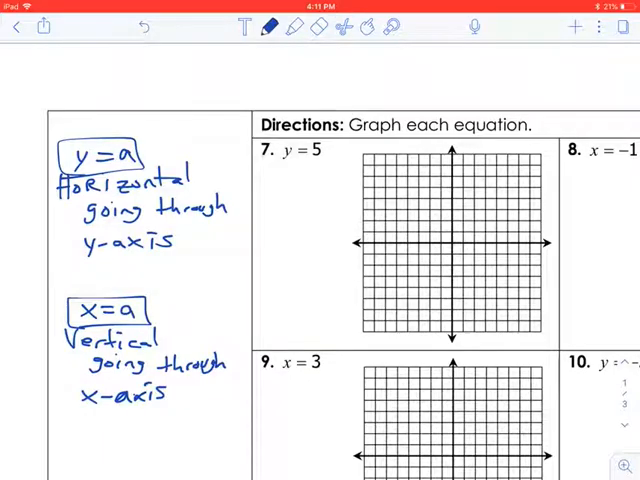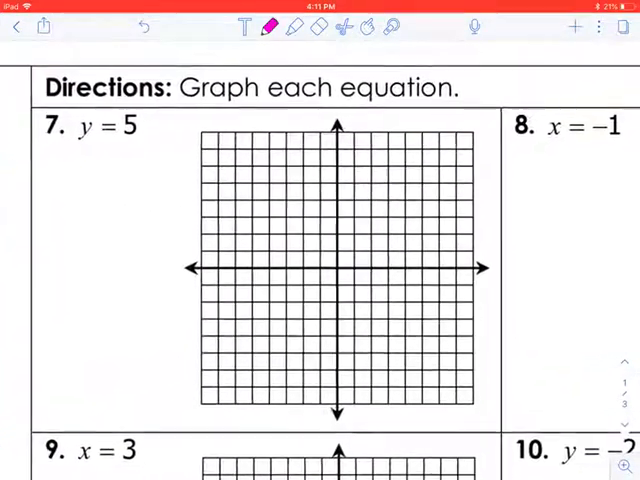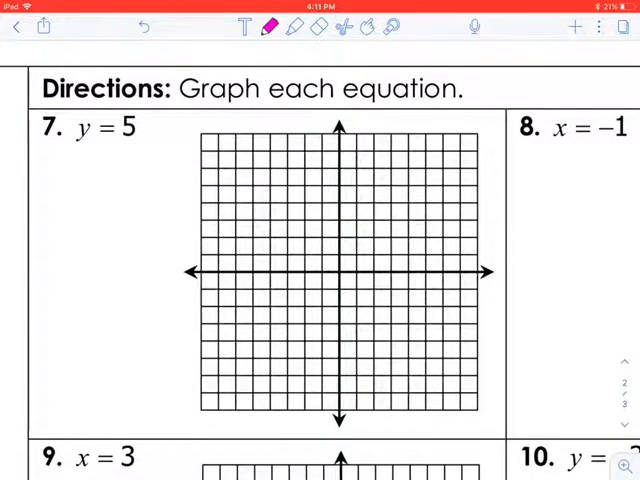Okay, so let's see. In this case, y equals 5. 1, 2, 3, 4, 5 on the y-axis. And again, don't do this. Don't go through the x. You want to go through that point. So we're going through that point horizontally. And there we go.